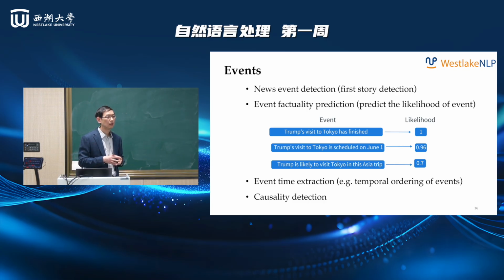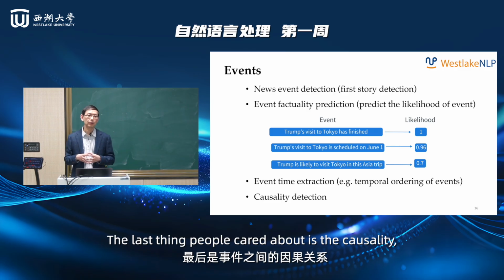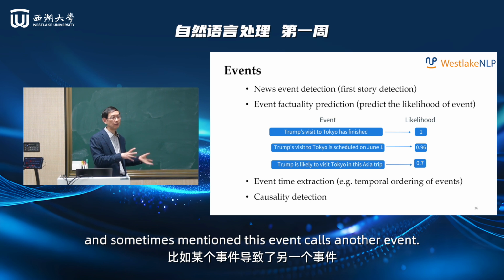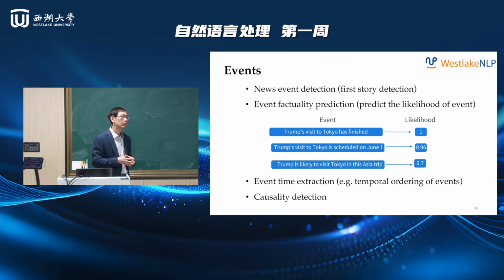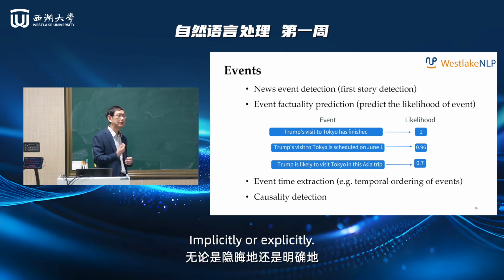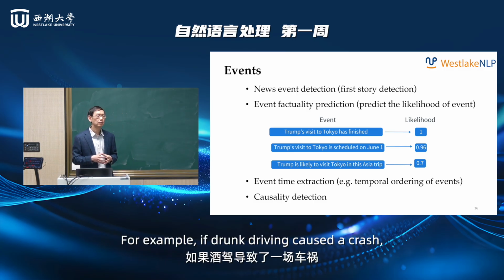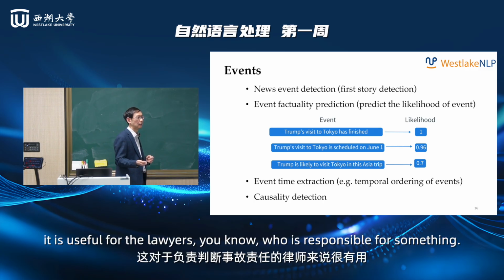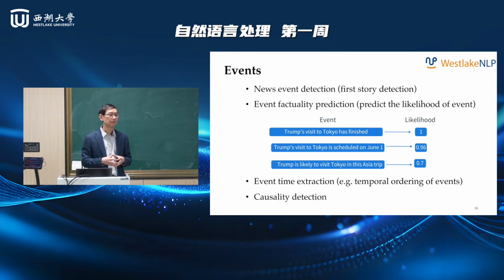The last thing people cared about is causality. Sometimes they mention, implicitly or explicitly, that this event caused another event. For example, if drunk driving caused a crash, then it is useful for the lawyers to know who is responsible for something.